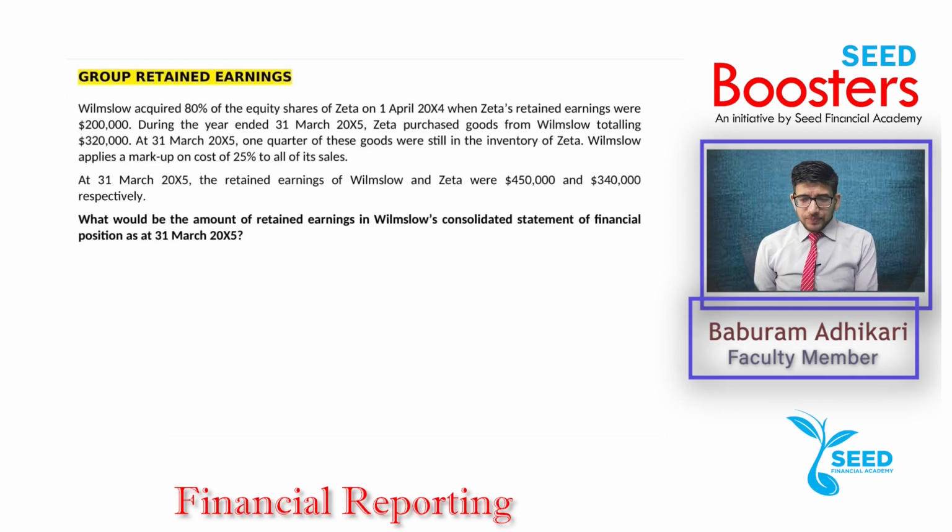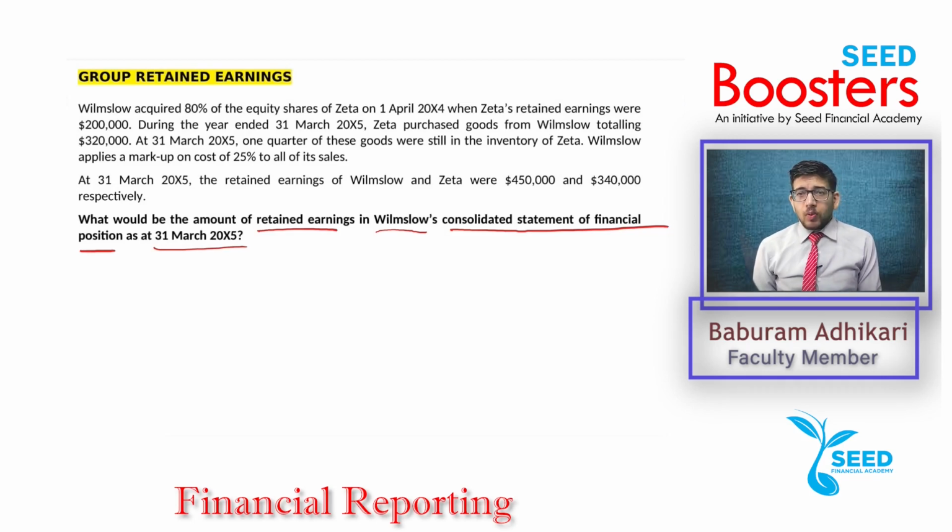So, I have taken a question here, which requires that the retained earnings in the parent's or group's consolidated statement of financial position as of 31st March 2005 should be calculated.